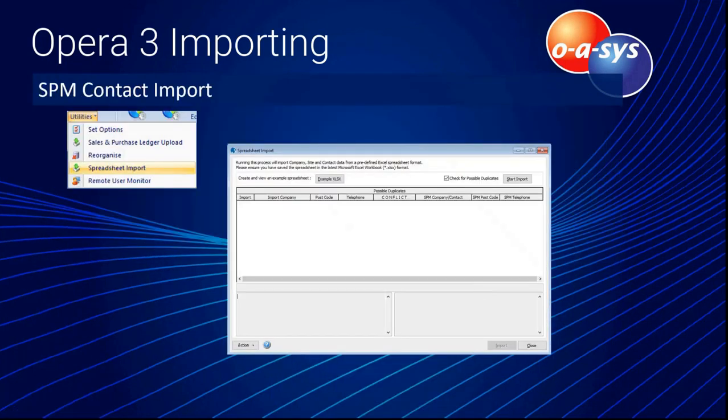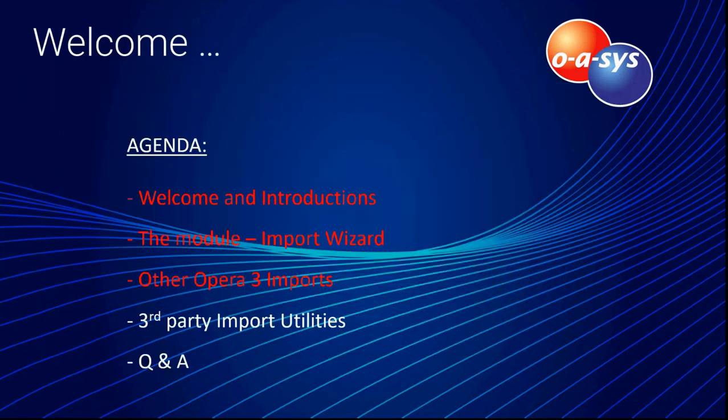And then the last place, for those of us who've got SPM or CRM functionality from Opera 3, it allows us to do a spreadsheet import for our SPM contacts. In the process, we'll also set up the companies for these contacts. So quite a nice import if you buy data, and I say that in inverted commas, for example. So let's pop back to Opera for a minute.